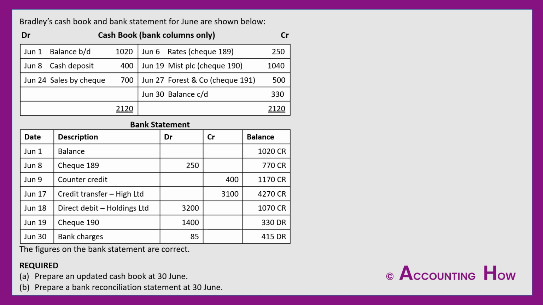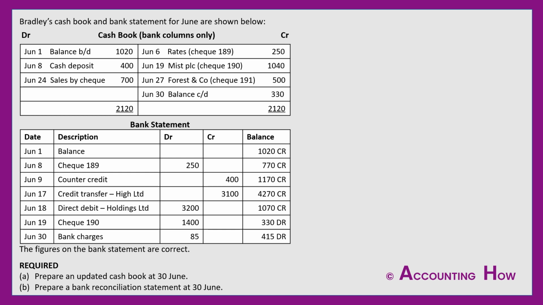Okay, let's get into a question. What have we got here? Bradley's cash book and bank statement for June are shown below. A quick look, I can see his cash book, it's just the bank columns, and that's fairly typical in these sorts of questions. They won't show the cash column because we don't need it, we've just got the bank column. Underneath I can see his bank statement, and what am I told? The figures on the bank statement are correct. And they're the required then: prepare an updated cash book at the 30th of June and prepare a bank reconciliation statement at the 30th of June.